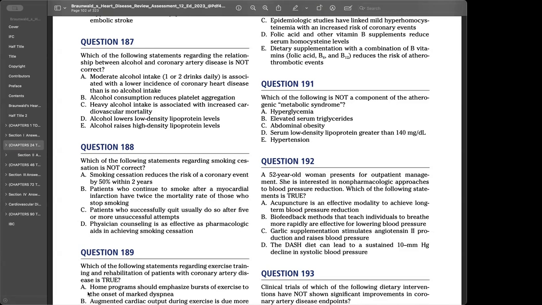The lipid part of this metabolic syndrome has to do with the triglycerides and the high density lipoprotein cholesterol, not low density lipoprotein cholesterol. So this is actually the answer to the question. Then hypertension, like I've said before, is systolic blood pressure greater than 130 or diastolic greater than 85 millimeters of mercury. So for this question 191, the correct answer here is option D.